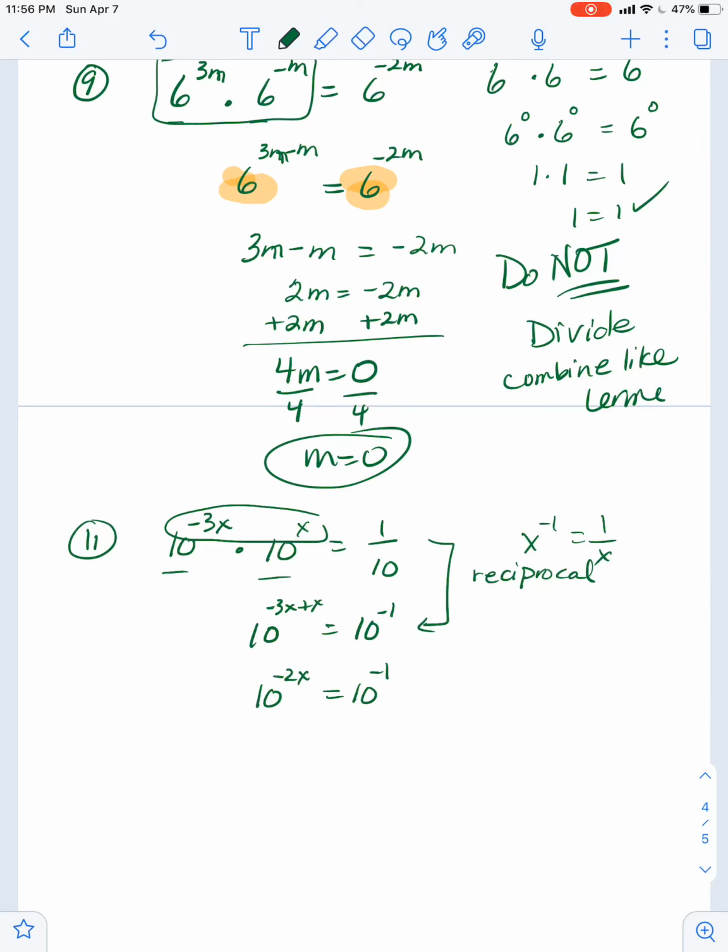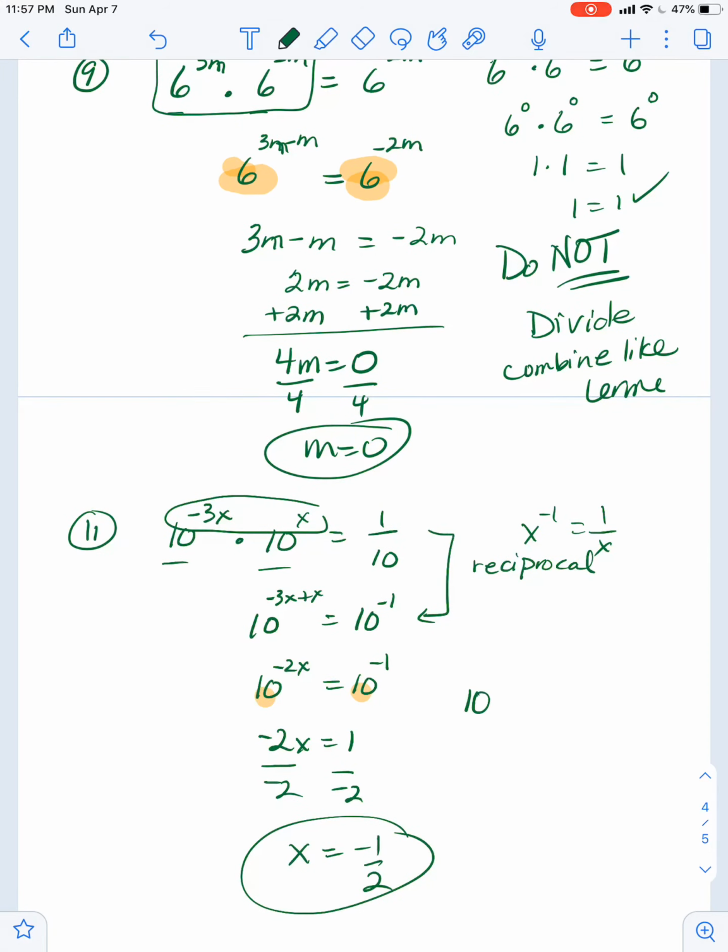Okay, now our bases are the same. Therefore, our powers must be the same. Okay, go ahead and finish that out. Okay, and again, you could go through and check 10 to the negative 3 times the negative 1/2 times 10 to the negative 1/2. So this would be 10 to the 3/2 times 10 to the negative 1/2. So 3/2 minus 1/2 would be 2/2, which is 1.